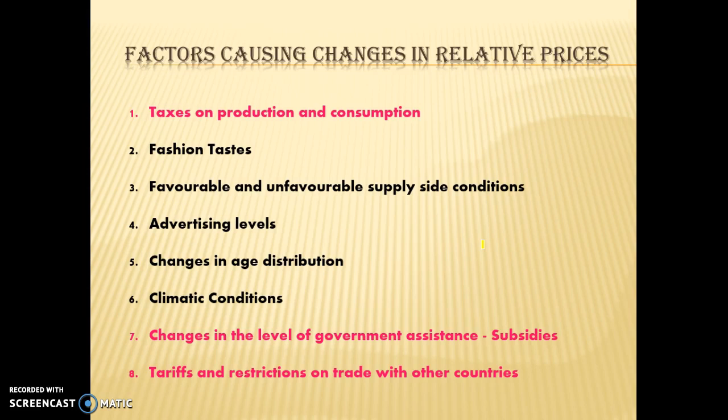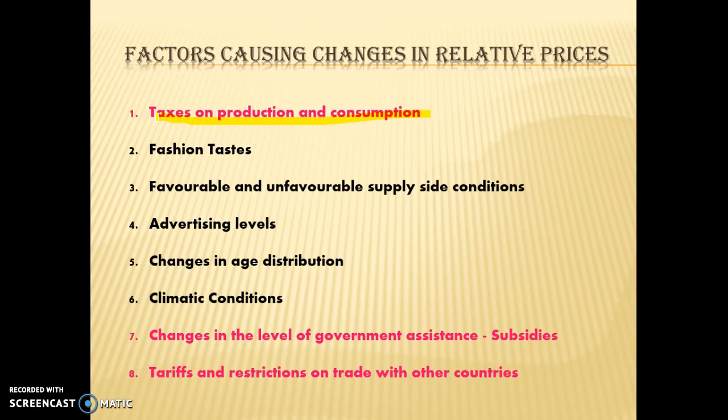What are some factors that can cause a change in relative prices in competitive markets? All of these factors can cause a change in relative prices, and it's all the kind of things we looked at when we looked at demand and supply. So taxes can change relative prices. If we put a tax on something, its relative price will increase. Fashion tastes can change relative prices, so things come into fashion, they get a higher demand and their price goes up. Supply side conditions, natural disasters, advertising can change relative prices.